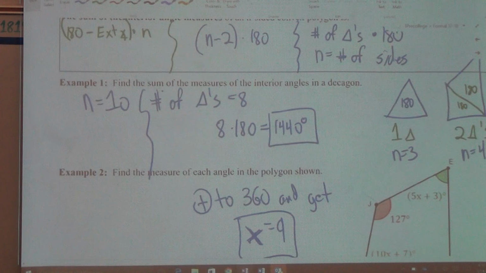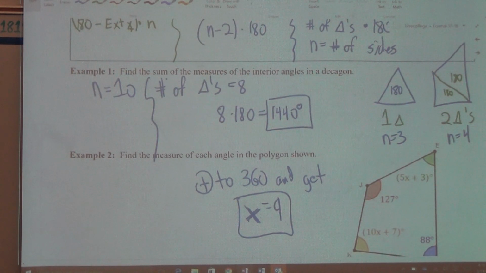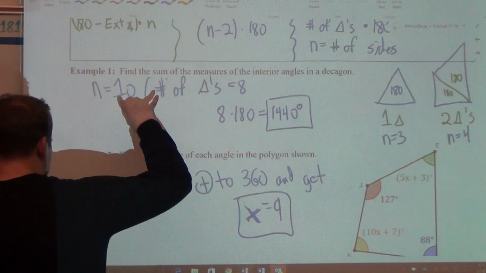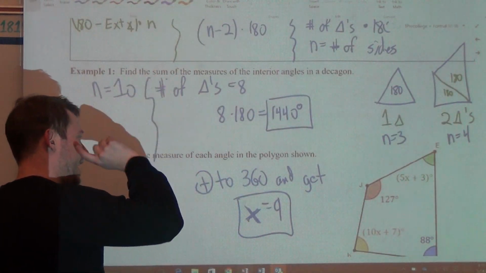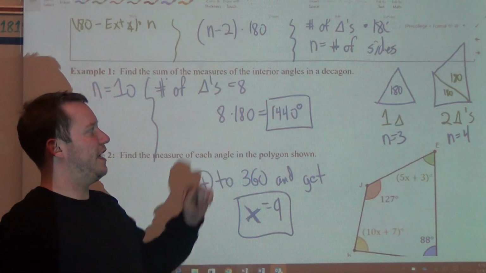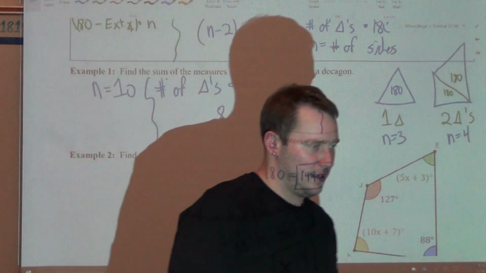In our examples, we'll be asked to find the measure of the sum of the interior angles of a decagon. Since n equals 10, that means that if I drew a decagon, I could fit 8 triangles in there. Each of those triangles contains 180 degrees, and that would give me 1,440 degrees.